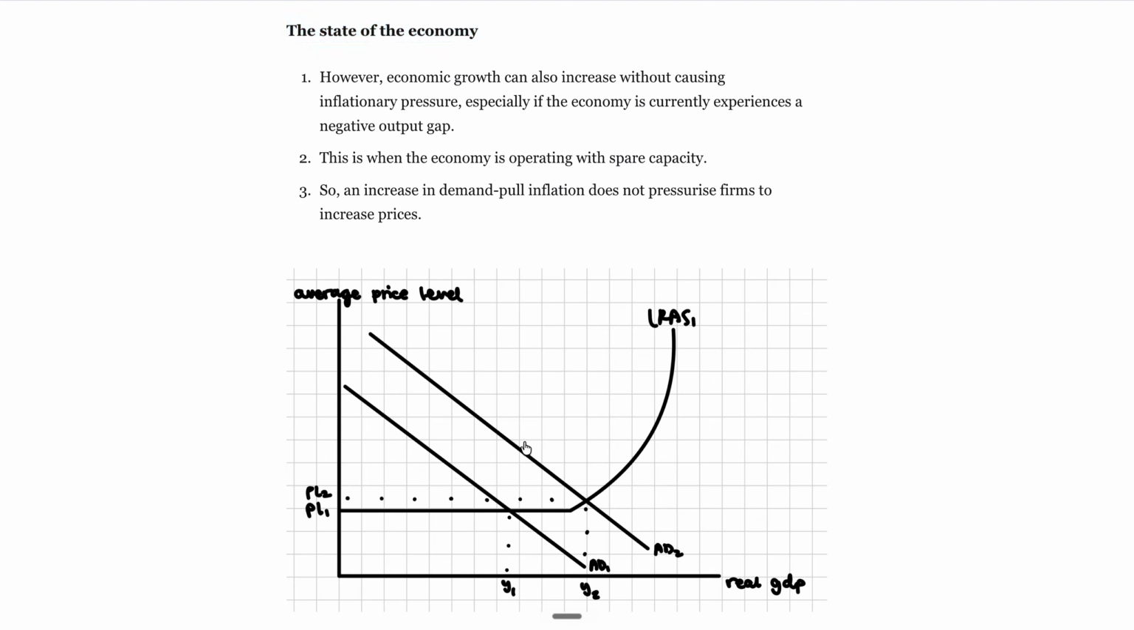So, a negative output gap occurs when the actual rate of economic growth is slower than the trend rate of economic growth. This means there's a faster rate of economic growth that is sustainable in the economy and doesn't cause inflation. As we can see, the economy experiences an increase in AD from AD1 to AD2, leading to a huge increase in growth from Y1 to Y2 without much inflation, only from PL1 to PL2.